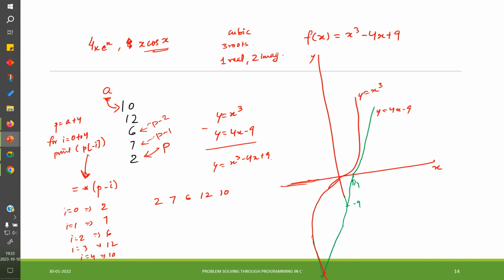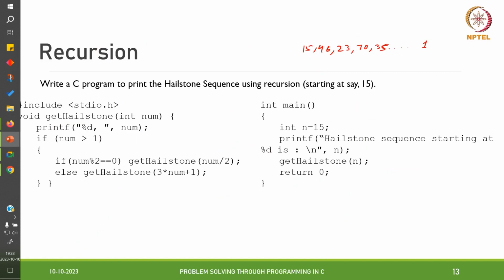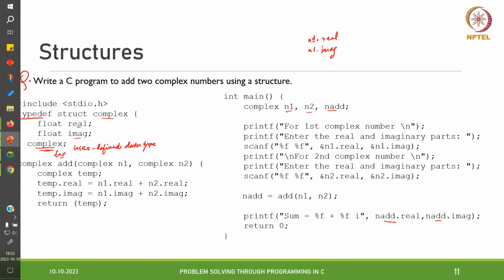Do structures have continuous memory locations? Let me answer this in this way: you can define an array of structures. So if it is an array of structures that you have defined, here I have defined this structure called complex.